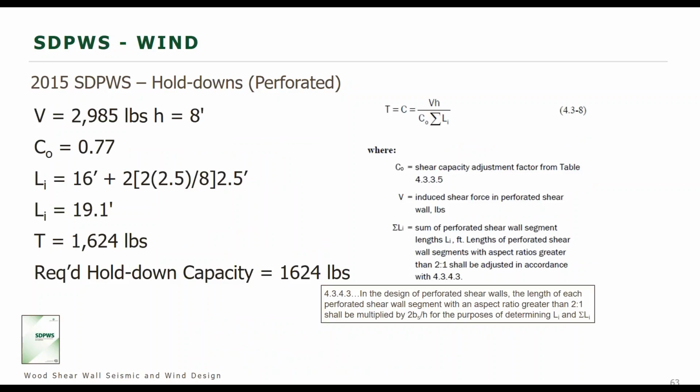Now, for the perforated shear wall approach, the hold down requirement is not based on the wall capacity. It's going to be based on equation 4.3.8. So it's based on the applied load, the C sub o, and the wall dimensions. So the hold down capacity for this is the same for the gypsum or no gypsum wall. In this instance, it would be 1,624 pounds.